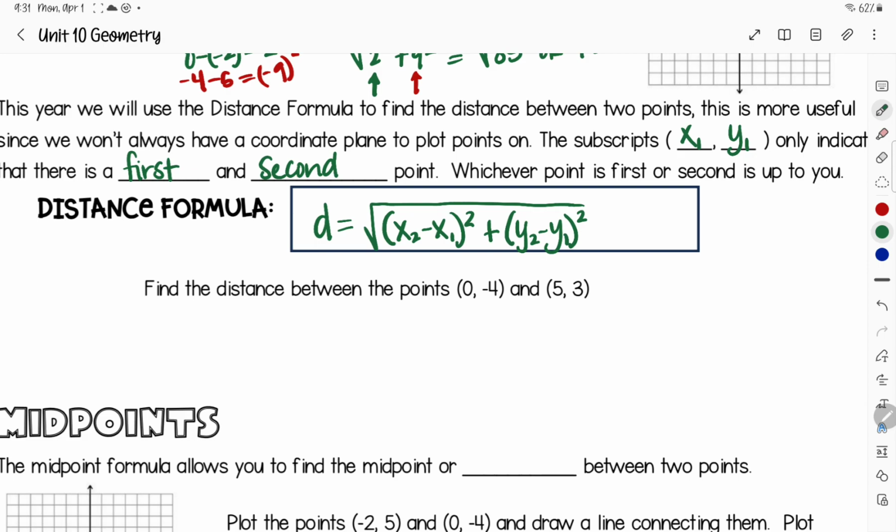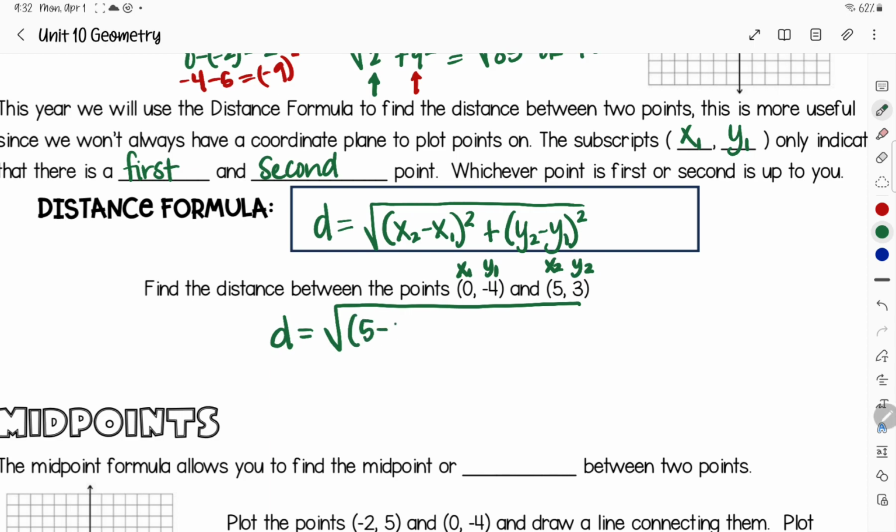Okay, so it doesn't matter which point you make the first point, which point you make the second point, as long as you stay consistent. So I'm just going to make this x1, y1, and this is going to be x2, y2. So the distance between these 2 points, and you can just type this whole thing in your calculator, but when we're writing it out in the notes, I want you having it written out, so when you refer back to your notes, you know where you got all the points from. Okay, so x2 is 5.